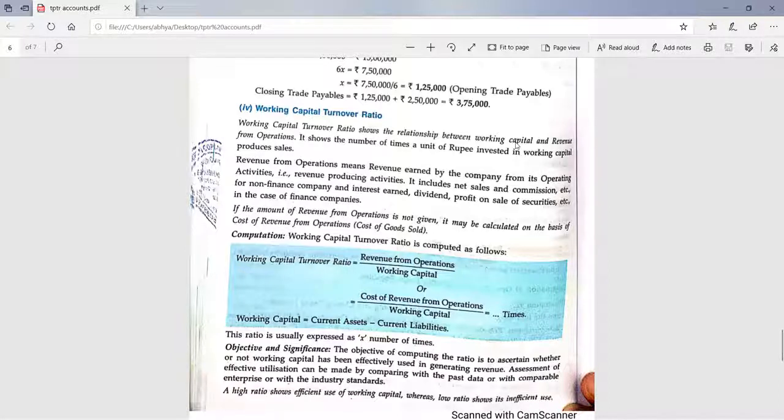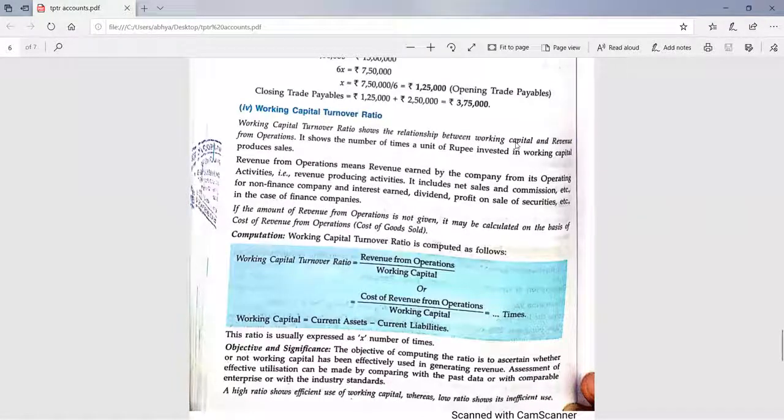This ratio shows the relationship between the sales revenue and the working capital. It shows the number of times a unit of rupee invested in working capital. The higher the ratio is, obviously the better ratio, and the lower the ratio is, the not better for the business. Objective of calculating any ratio can come in exam. The objective is whether the working capital has been effectively used in generating revenues or not.